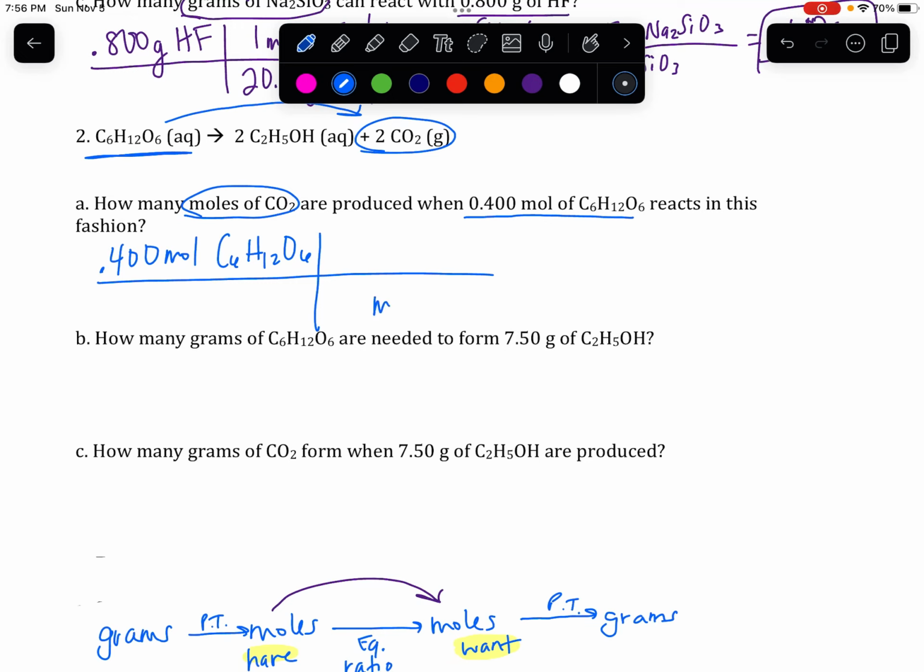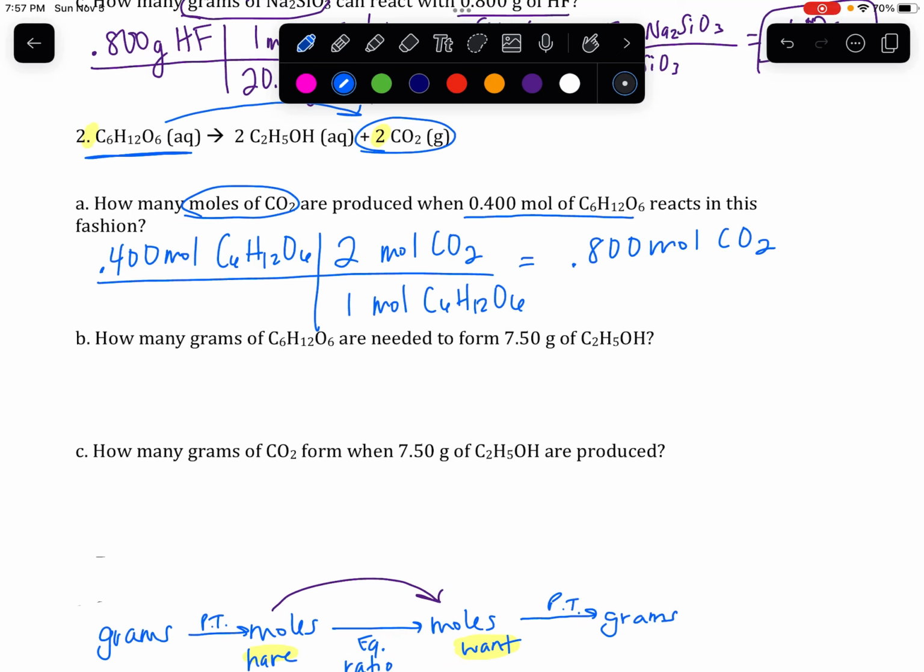Since I have moles of C6H12O6 on the top, that's what I'm going to put on the bottom. And then my equation tells me I just have an invisible 1. I'm looking for moles of CO2, and my equation tells me I have 2. So I'm going to put a 2. So it's a 1 to 2 ratio. Now I'm ready to multiply the top, divide by the bottom, and I get 0.8 moles of CO2.